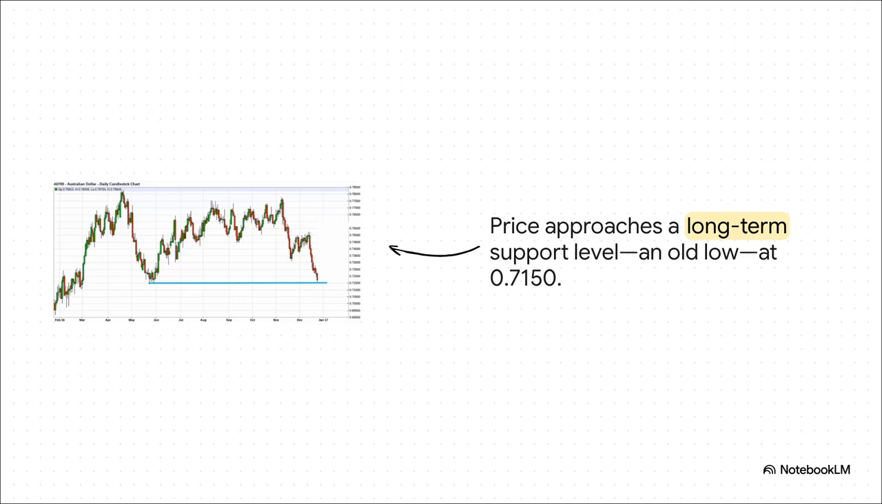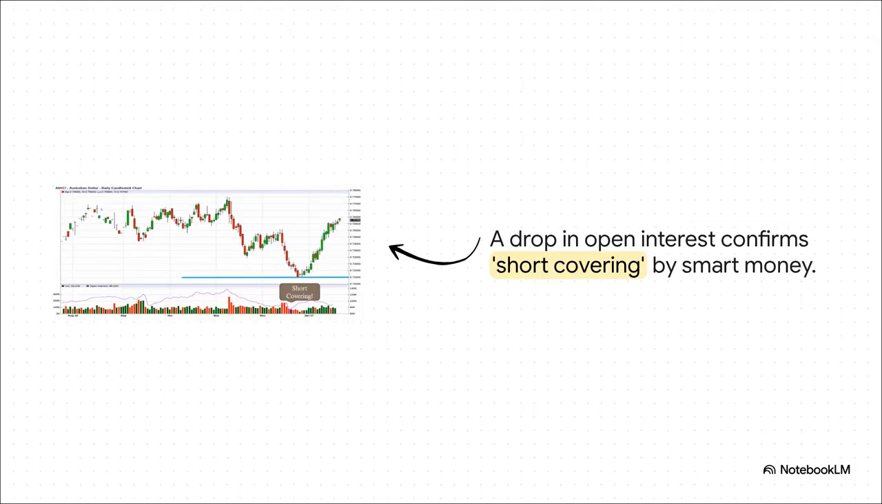See that old low there, around the 0.7150 mark? This is exactly the kind of key area where you'd expect buyers to be waiting. And here is where we get our confirmation. It comes from the open interest data. That's the purple line you see at the bottom.